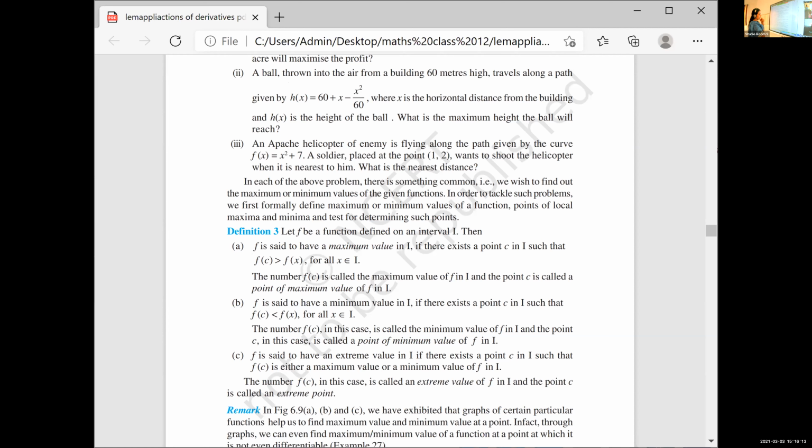Similarly, for the minimum, f of C should be the least: f of C is less than f of x. Then f of C is called the minimum value of f in I, and C is called the point of minimum.